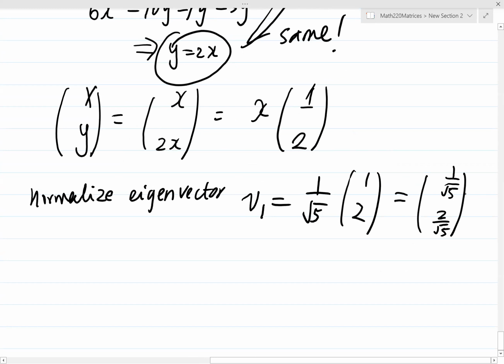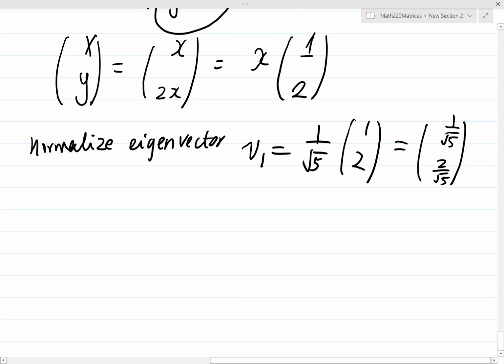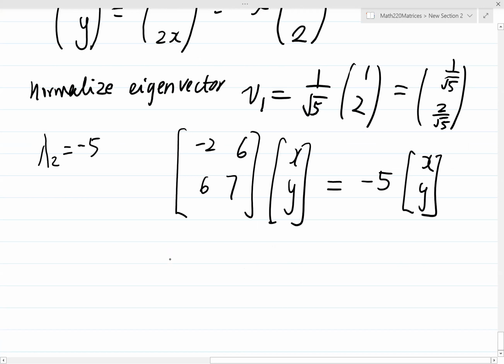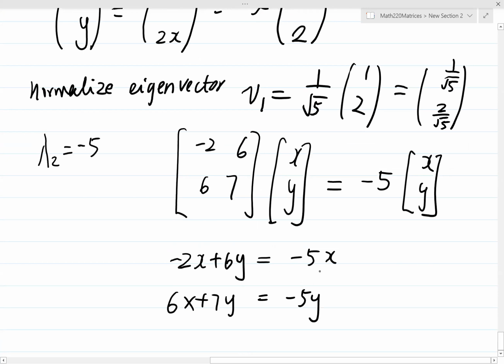Now let's similarly find v2. So lambda 2 is negative 5, remember. So the matrix (negative 2, 6; 6, 7) times (x, y) equals the eigenvalue negative 5 times (x, y). Now what do we get? Row times column. We get negative 2x plus 6y equals negative 5x, and 6x plus 7y equals negative 5y. You can use either equation.